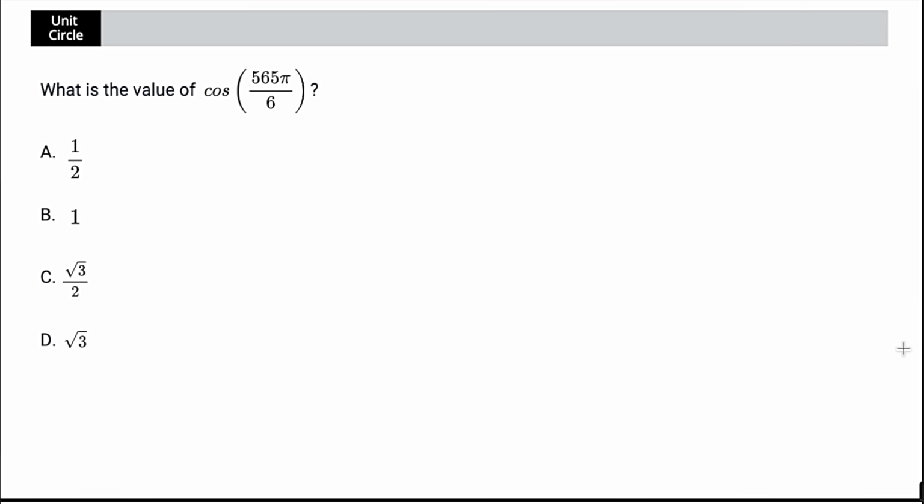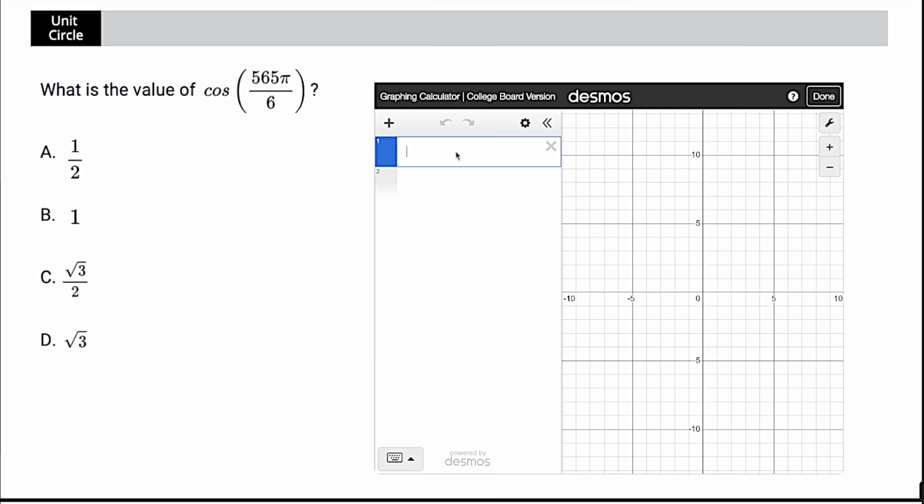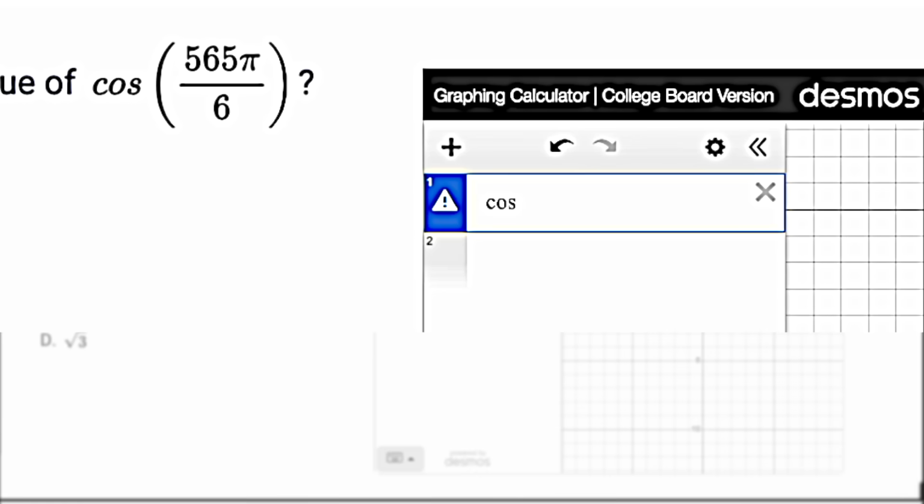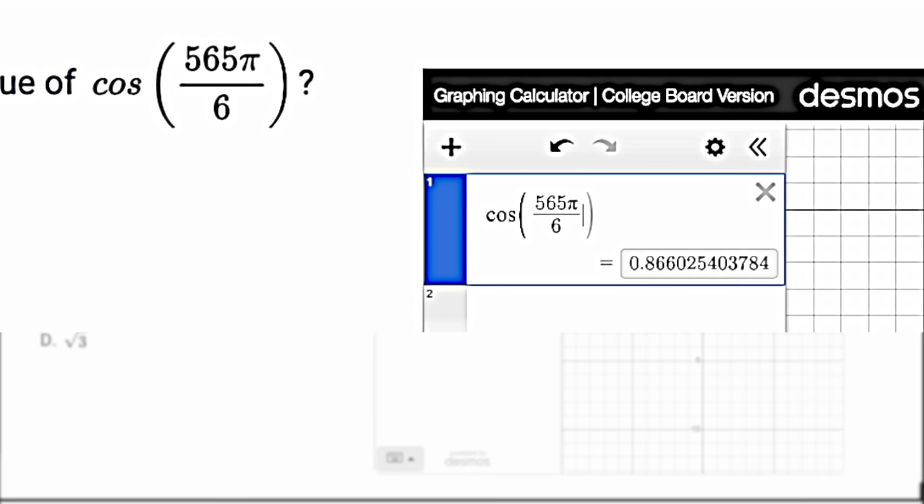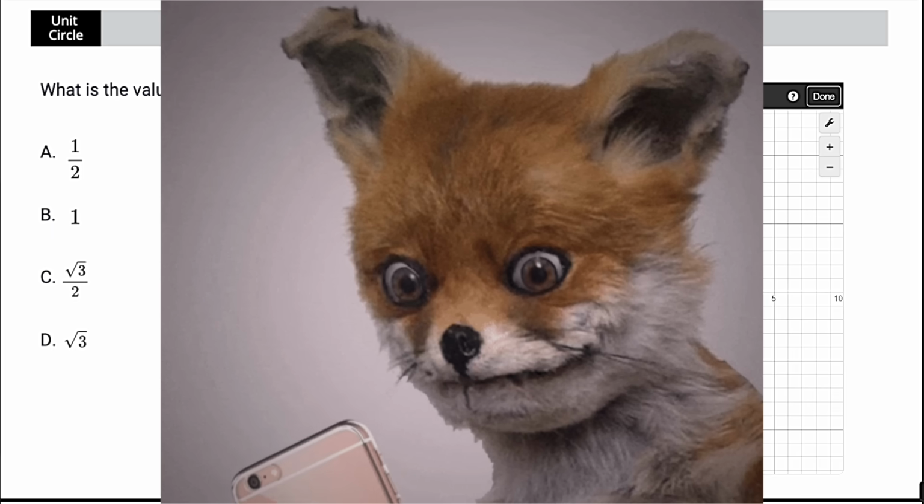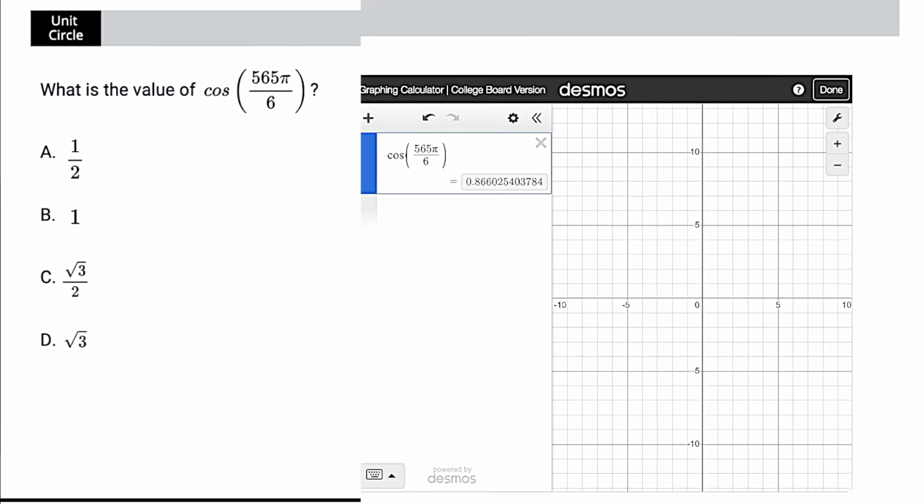Well, this is going to be substantially easier. We're just going to pull up Desmos and we're going to type the thing that we see. COS, parentheses, 565 pi, divide by 6, close our parentheses. And we get this number. And then you're thinking, what the heck, man? None of the answers look like that. It's okay, let's just plug them in.